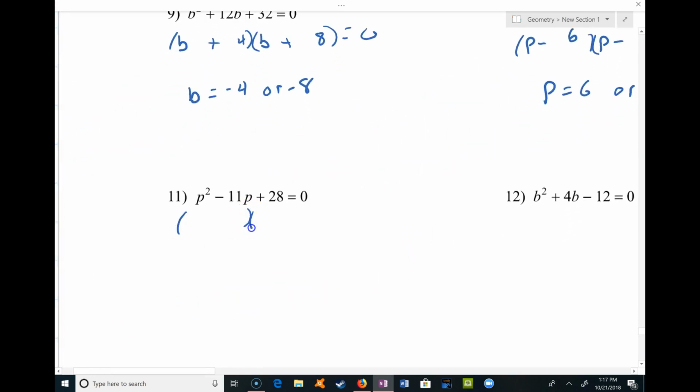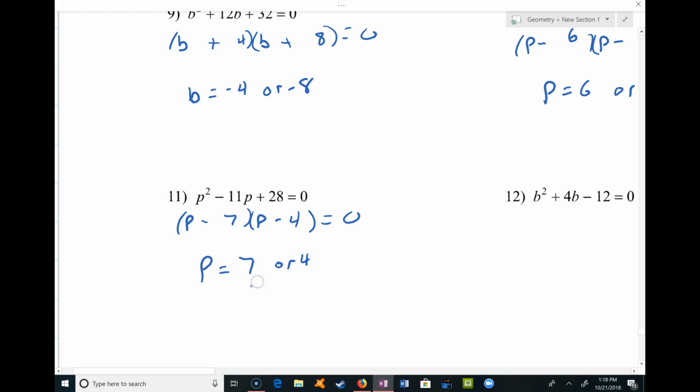Okay, we're flying through this stuff now. There's a p here and a p here. The factors of 28 are 4 and 7, and that adds up to 11. So I want a minus 7 and a minus 4. That means my solution for p is 7 or 4.